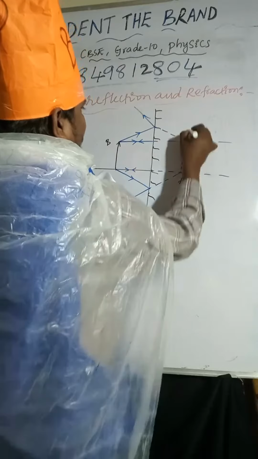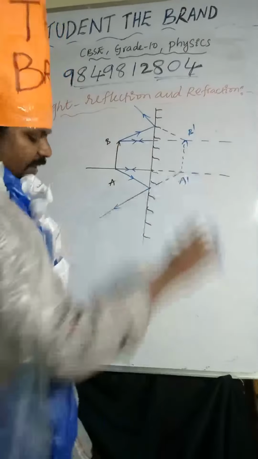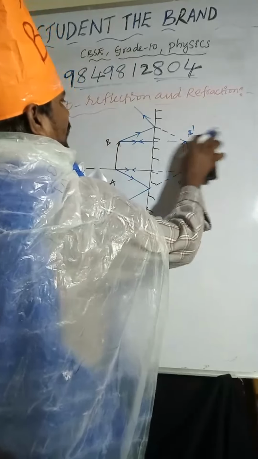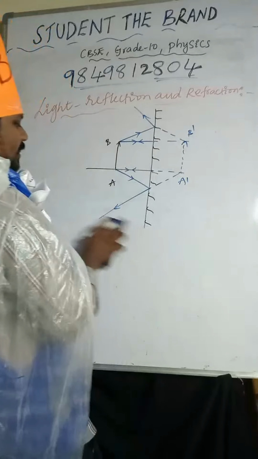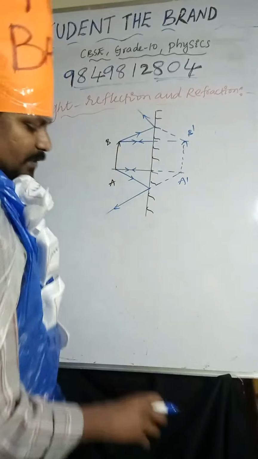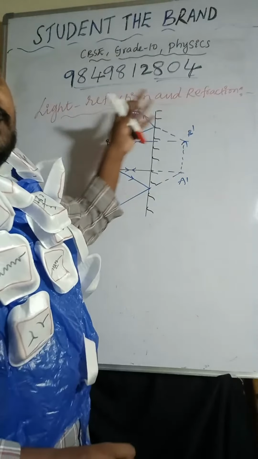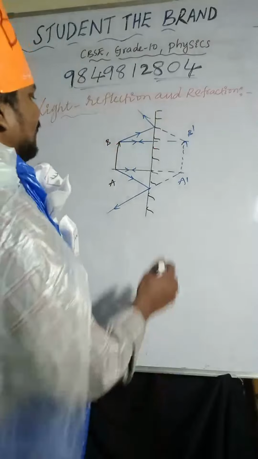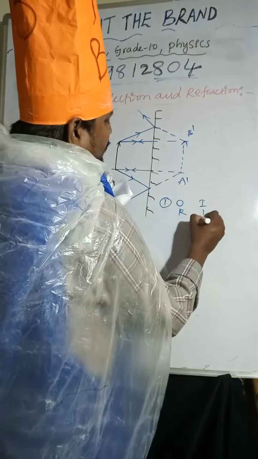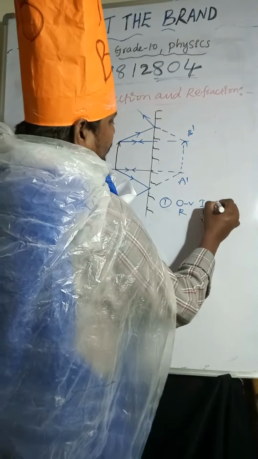So A dash and B dash, AB and A dash, B dash. Now you can observe. Point number 1: if the object is real, the image is virtual; if the object is virtual, the image is real.